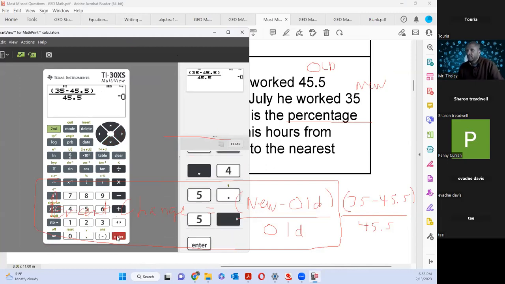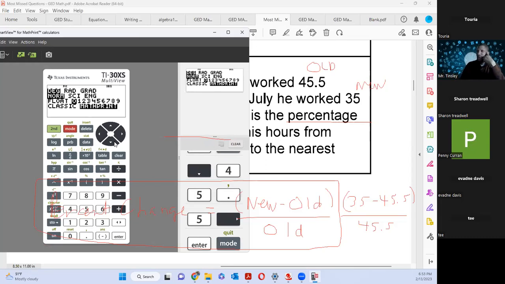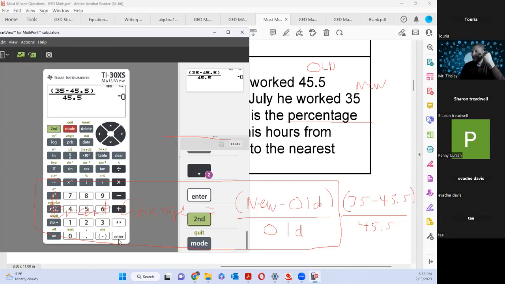I'm going to hit enter. Hold on. What's minus 0? It can't be minus 0. There's no way it could be minus 0. That means I don't have, that means I have my calculator rounding off.